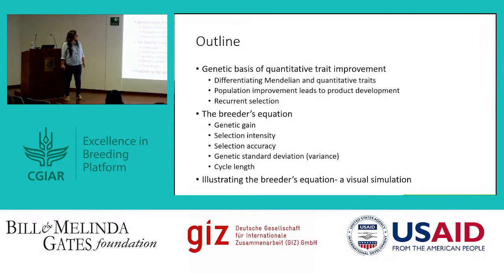We'll start by talking about the genetic basis of quantitative trait improvement, such as differentiating Mendelian and quantitative traits. We'll discuss how population improvement will lead to product development, but they need to be distinguished. And we'll also go over recurrent selection and why it works so well. After that, we'll go through the breeder's equation. So we'll talk about genetic gain, selection intensity, accuracy, variance, and cycle length. And we'll conclude by doing a visual simulation of how to use the breeder's equation. Again, we have a small group and plenty of time, so feel free to let me know if you have a comment or a question.